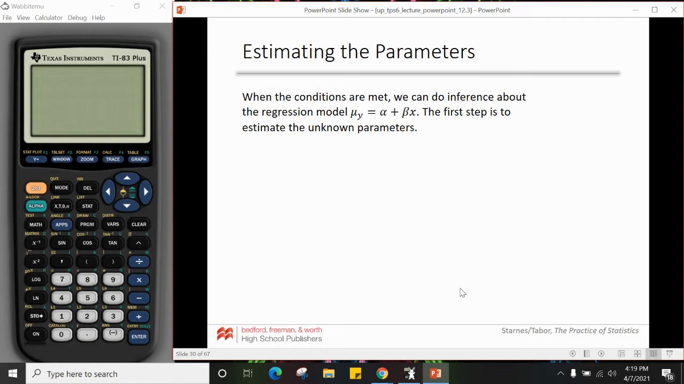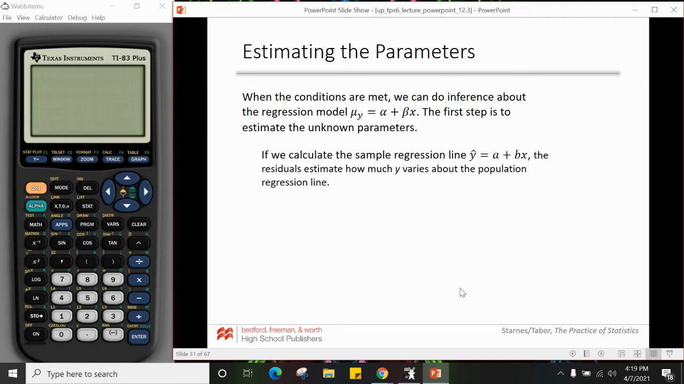So, estimating the parameters. When the conditions are met, we can do inference about the regression model mu y equals alpha plus beta x. The first step is to estimate the unknown parameters. So if we calculate the sample regression line, y hat equals a plus bx, the residuals estimate how much y varies about the population regression line. So a estimates alpha, b estimates beta, s estimates sigma.